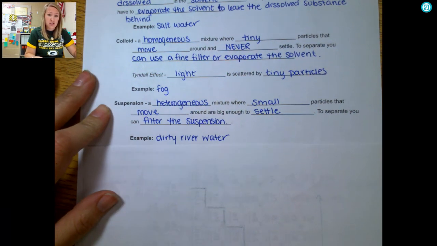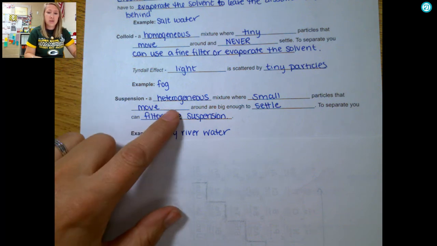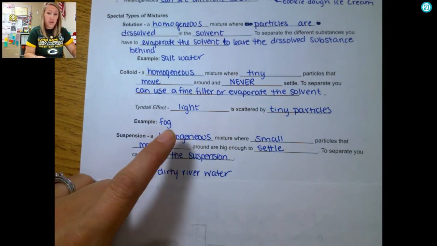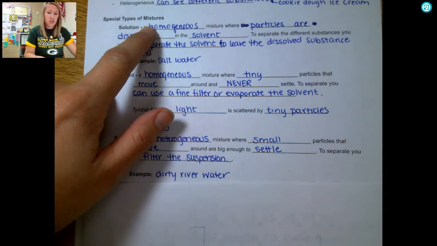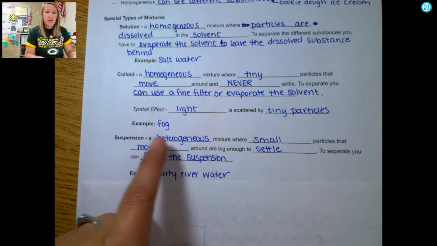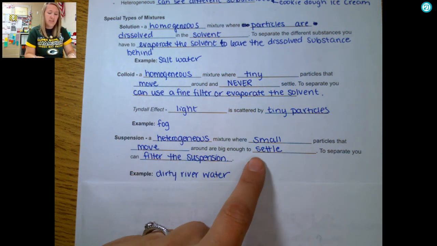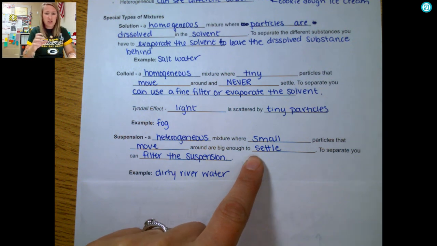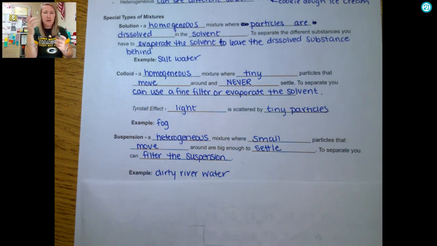Next, we have a suspension. This is a heterogeneous mixture. So now look, this is different: heterogeneous, whereas the last two are homogeneous. A suspension is a heterogeneous mixture with small particles that move around and are big enough to settle. So I could shake up my suspension and it'll all mix together. I can see the different parts swimming around in my water. And if I let it sit, eventually it'll settle out. Okay, so this is something like dirty river water, right? It's muddy, there might be algae in it.